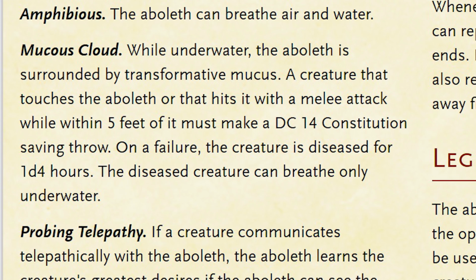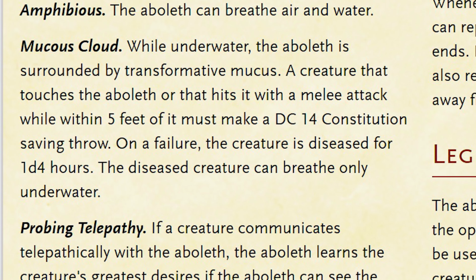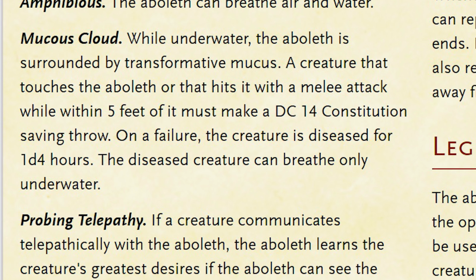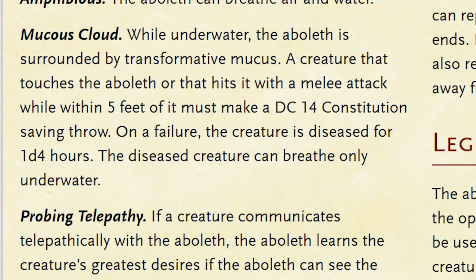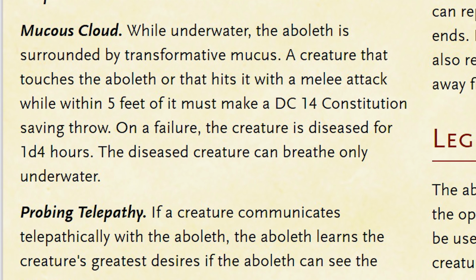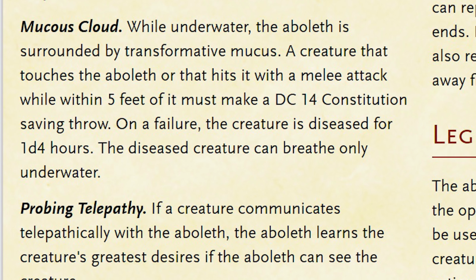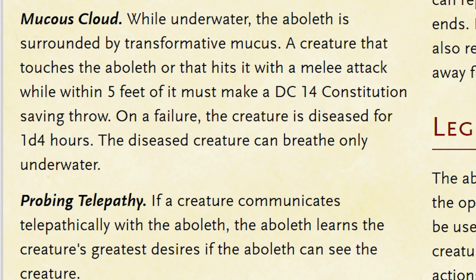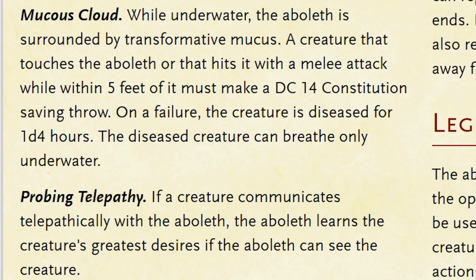The next section on this monster stat block are more traits or innate special abilities that this creature might have just from being the creature. In the case of the aboleth, you can see that they are amphibious. They can breathe both air and water. They also have a special mucus ability that means they can poison or disease different creatures that touch them, and they have what's called probing telepathy, which means the aboleth can find out the deeper, darker secrets of a player if the player tries to get into the mind of the aboleth through telepathy.